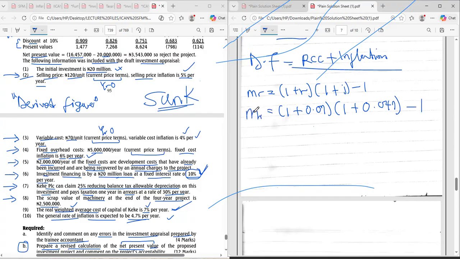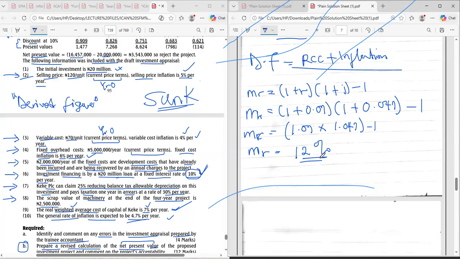Money rate. Do this for me: 1.07 times 1.047. Anything you get, minus 1. Give me the final answer. 12%. Thank you. I hope all of you got 12% too.